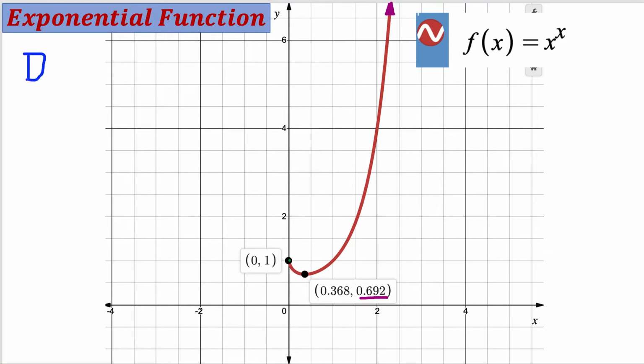is going to be from 0, so it includes 0, to infinity. And the range of the function is, to better say, from 0.692 to infinity.